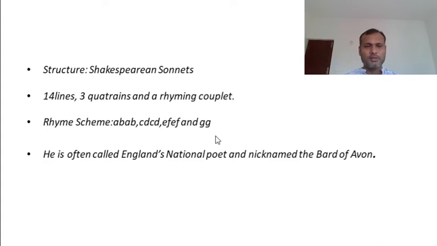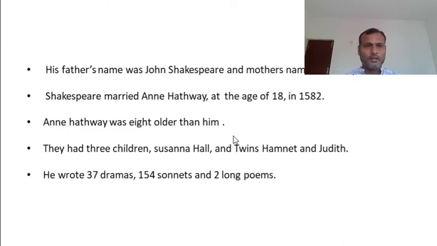And this William Shakespeare is often called England's national poet and nicknamed the Bard of Avon. His father's name was John Shakespeare and mother's name was Mary Arden. William Shakespeare married Anne Hathaway at the age of 18 in 1582. Anne Hathaway was 8 years older than Shakespeare. And this couple, William Shakespeare and Anne Hathaway, had 3 children. First one is Susanna Hall and the twins Hamnet and Judith.